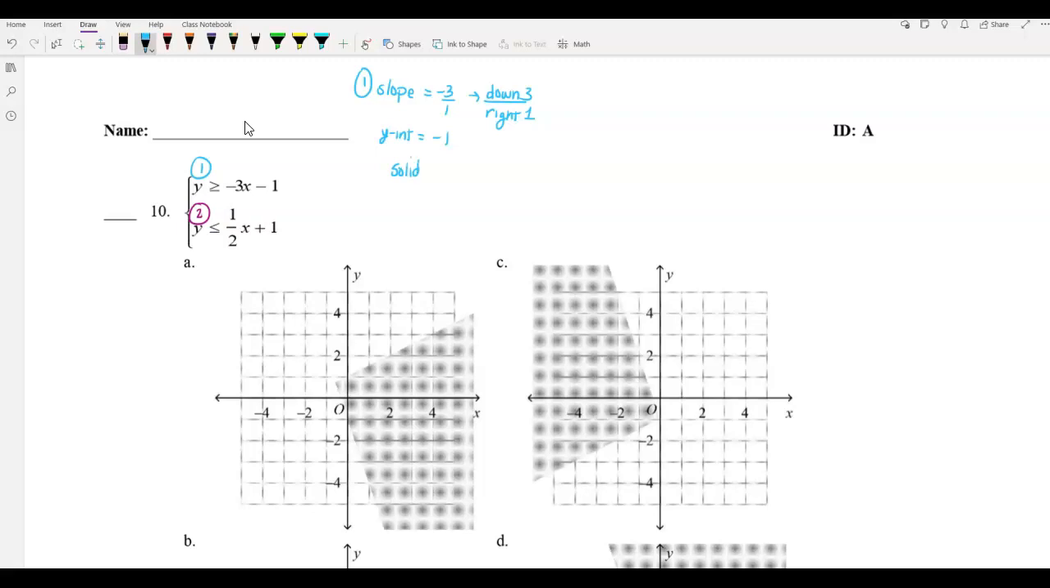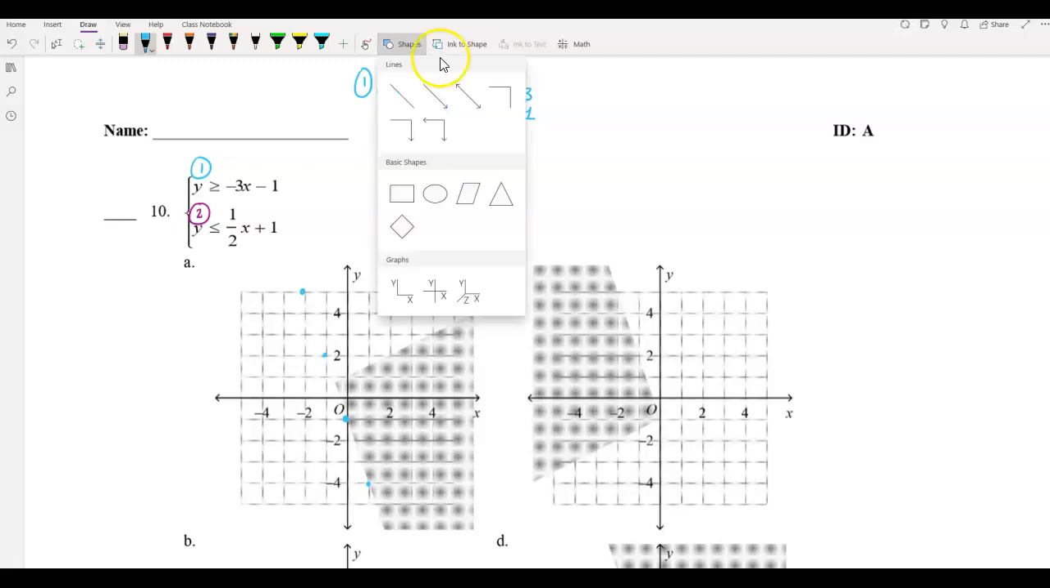Once again, I'm just going to use my grid A to show my work. So here's my negative 1. Down 3, right 1, down 3, right 1, down 3, right 1. And I'm going to do my solid line.